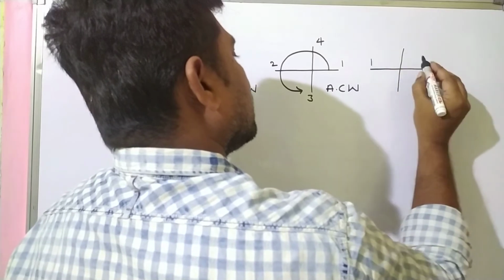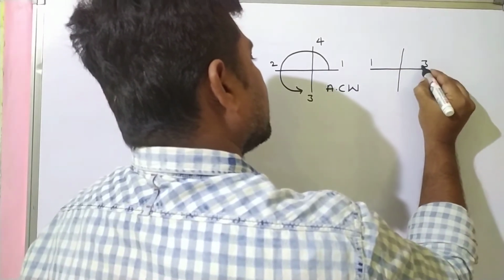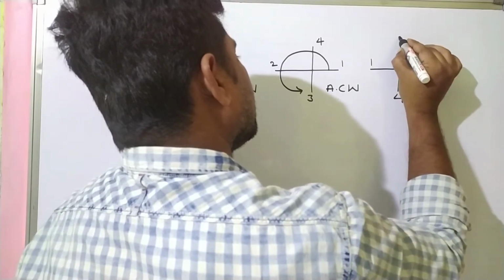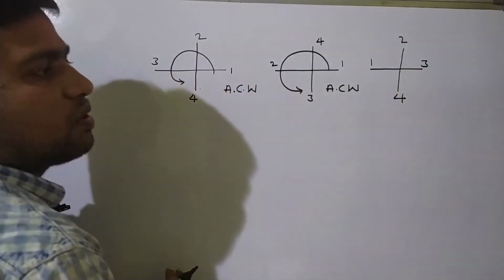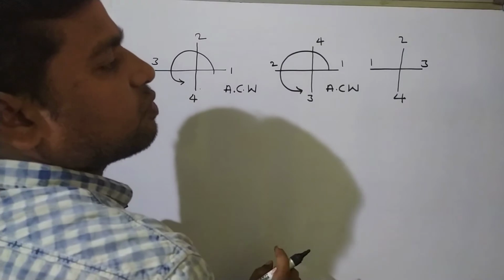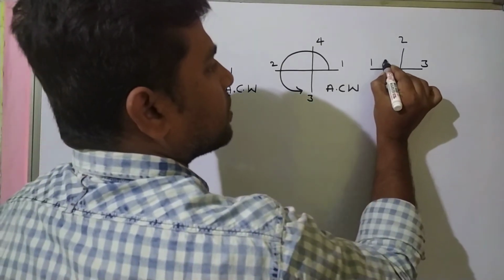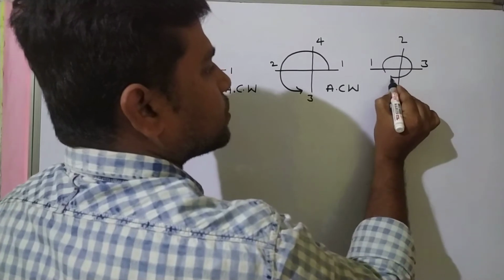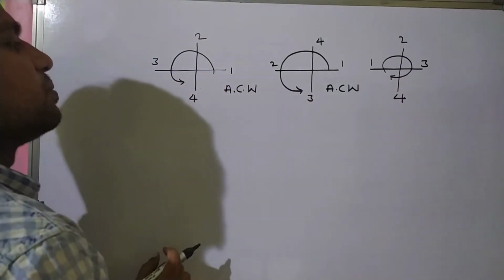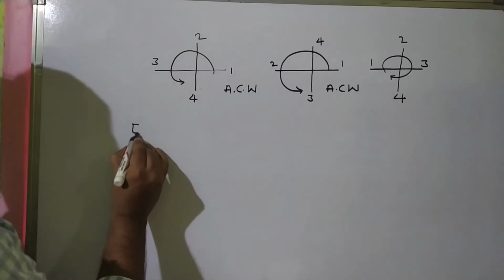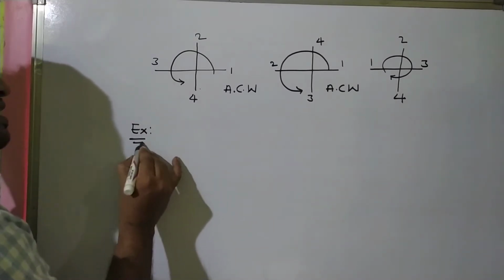The next one is if here 1, here 3, here 4, here 2 is there. Now what is the right path of rotation? Here 1, 2, 3. Okay, students, so these are very, very important rotations. Okay, now some other examples. Okay, see students.